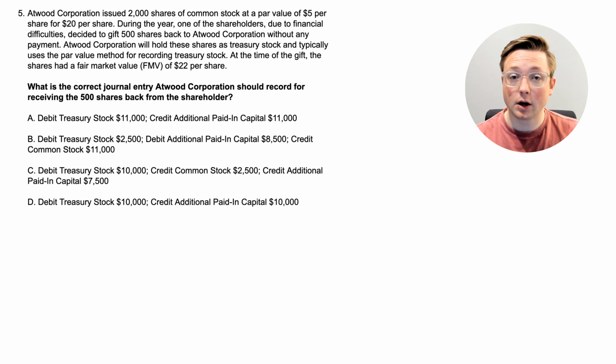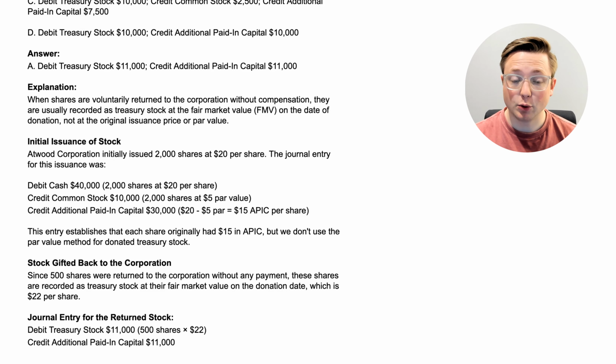This is something we haven't really gone over yet, and it's different than what we've talked about. So if you don't know how to do it, or you don't really have an idea, that's okay. We're going to look at the answer to understand how this is treated. All right, here we are. The answer is A, you would debit treasury stock for $11,000 and you would credit additional paid-in capital for $11,000.